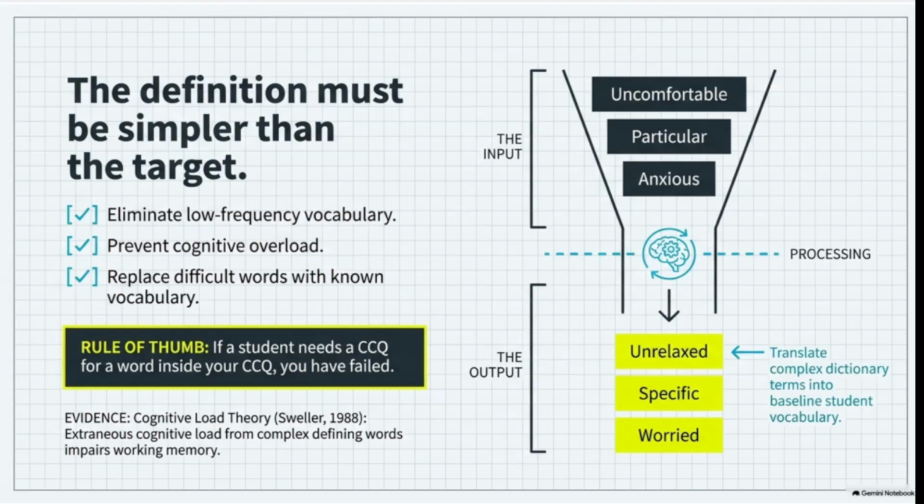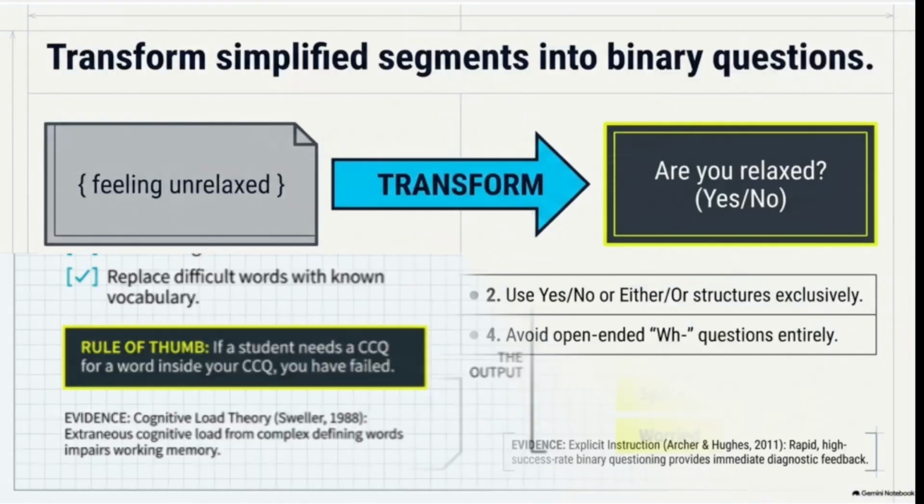For a target word such as worried, we might ask, are you happy and relaxed? No. Are you thinking about a problem? Yes. The rule is simple. Do not make the CCQ more difficult than the vocabulary you are checking. If students need to ask you, what does that question mean? Then the CCQ itself has become the problem.